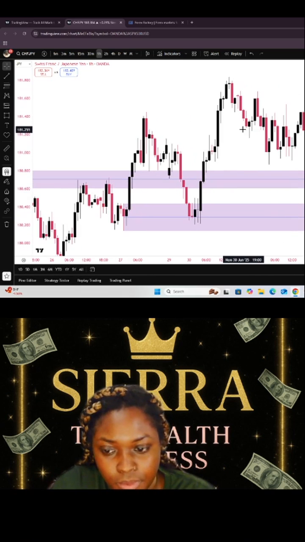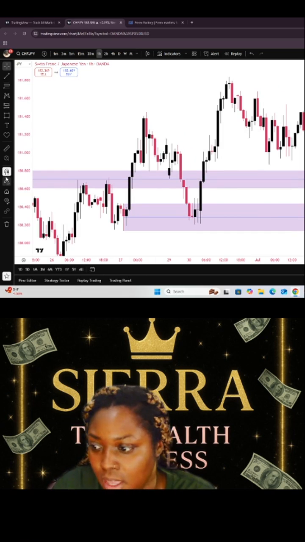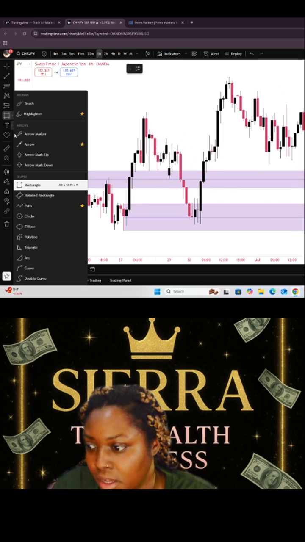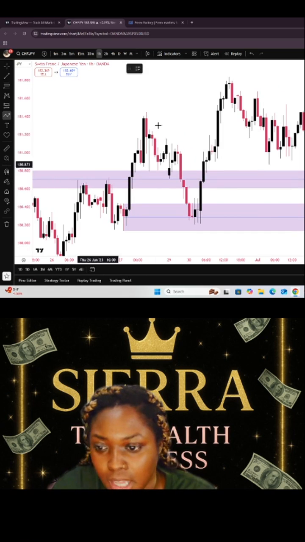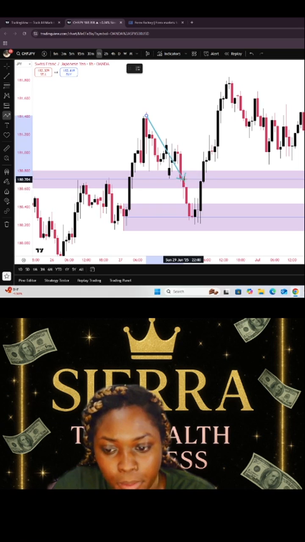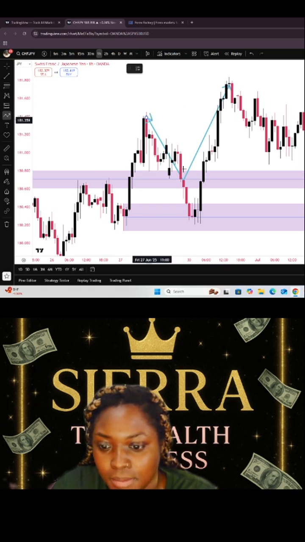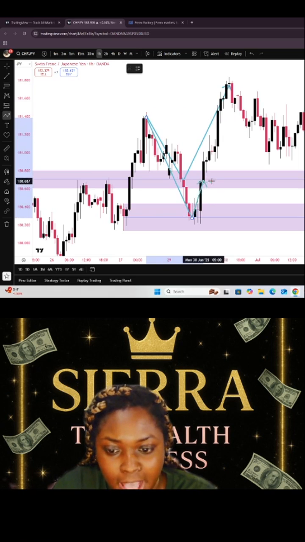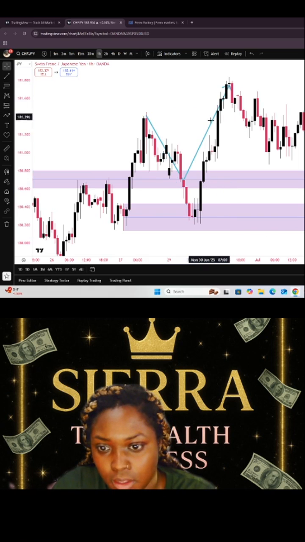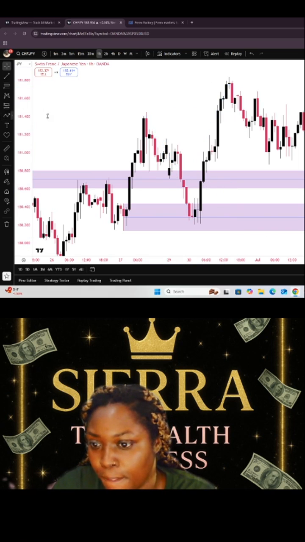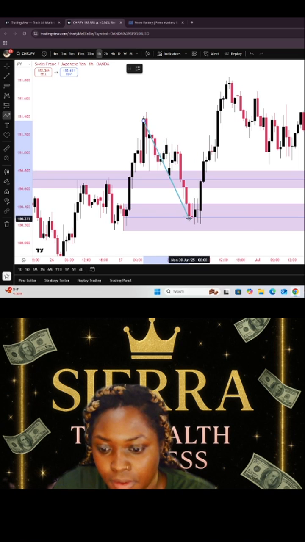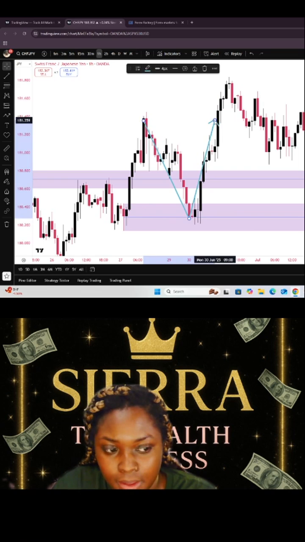Okay? So sometimes, a lot of times, you won't get a picture perfect retest. Price just comes back to the zone and rejects it, right? But if price comes underneath, and remember, it has to retest and reject in order for it to sell. Here, it came underneath, came to a whole different zone, and then began to buy.